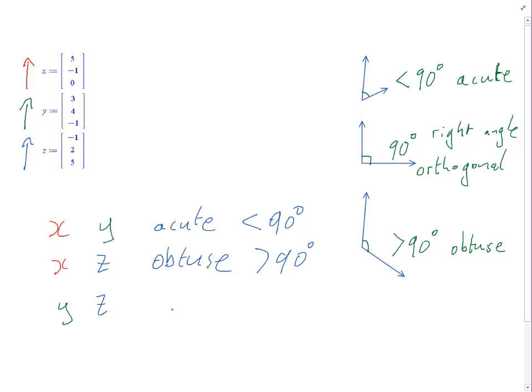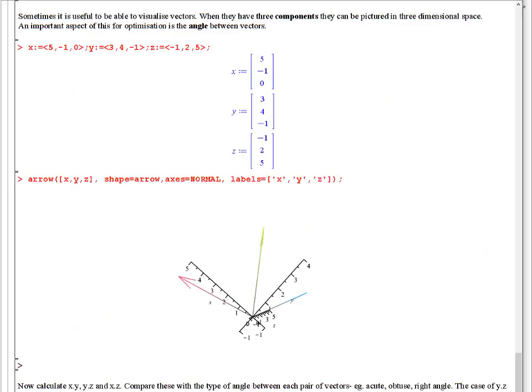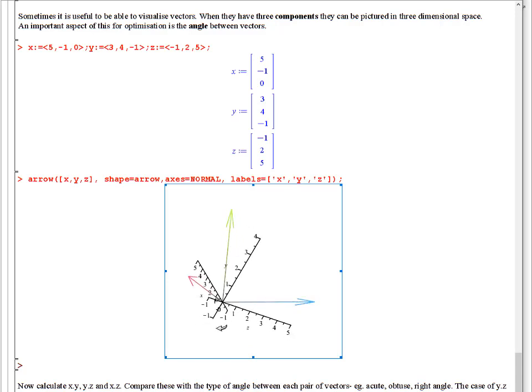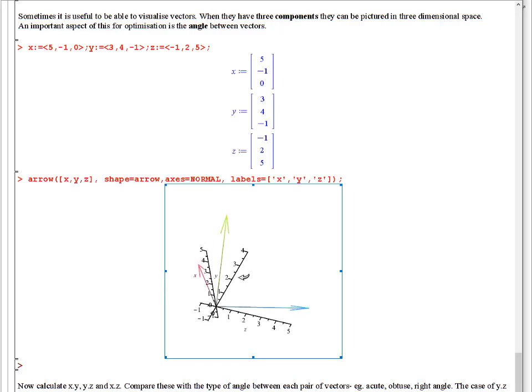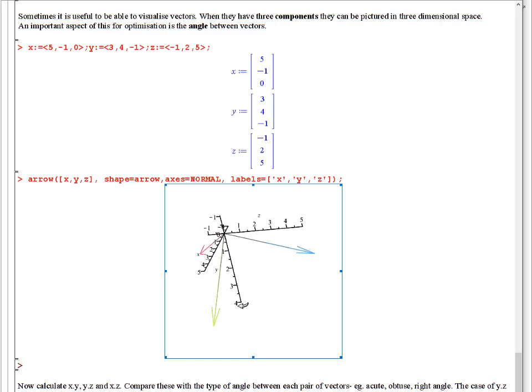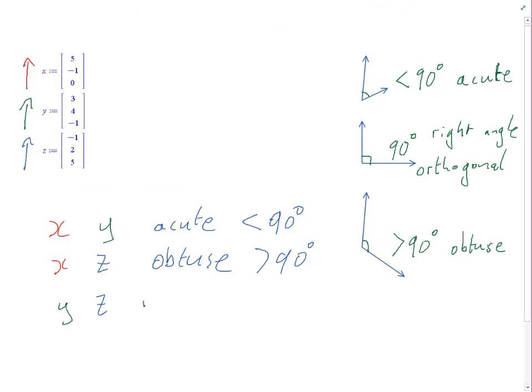And the angle between y and z, well, you might be able to guess what it is, but let's do it anyway. That's between the green and the blue lines. If I get the correct angle there, I should be able to persuade you it is exactly 90 degrees. That's a bit more like it. Yes, there we go, that's the right angle. So the angle between the green and the blue is exactly 90 degrees. So this is, let's say, a right angle.